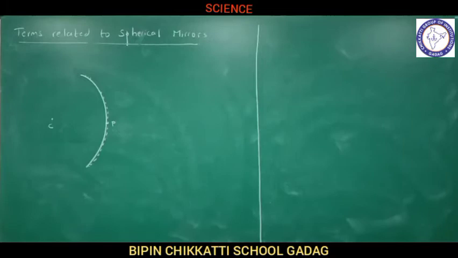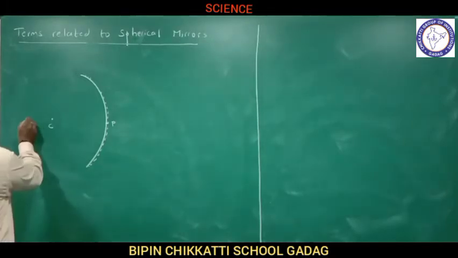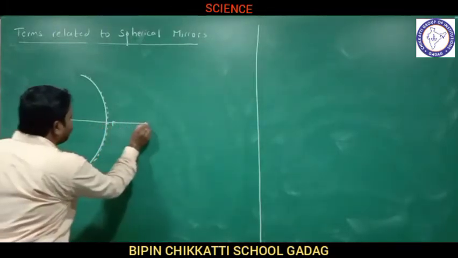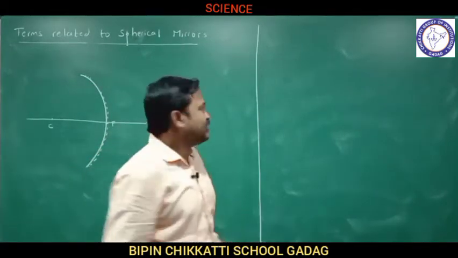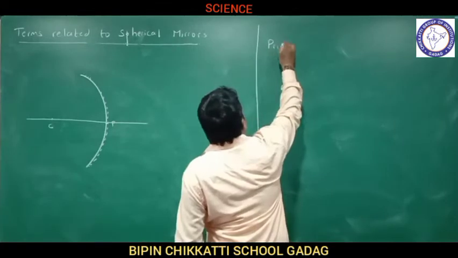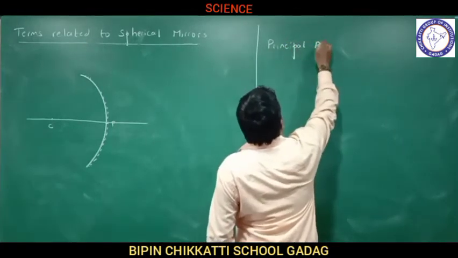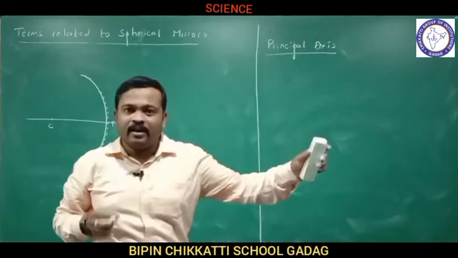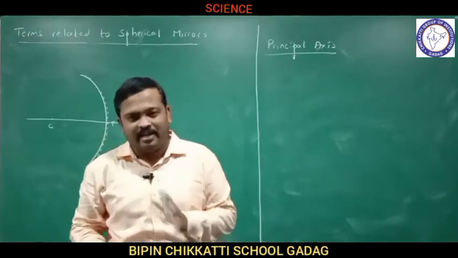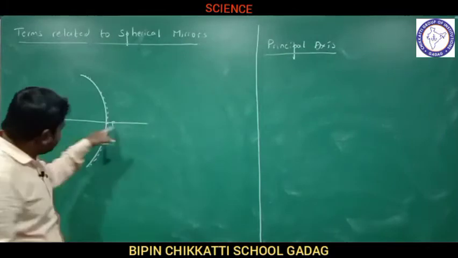One thing you need to understand here is that there is a line which passes through the center of curvature and the pole, and this line is called the principal axis. Do you understand what the principal axis is? Axis is nothing but a line. Principal means main line. What is the principal axis? This is a line, right?